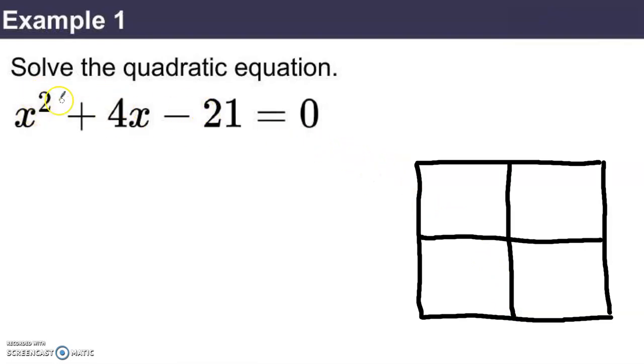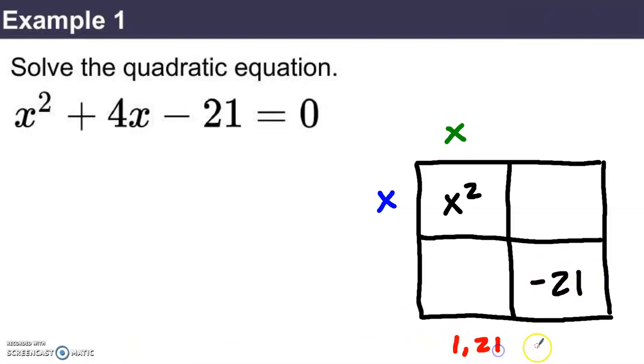Well, to factor x squared plus 4x minus 21, I know the x squared belongs here. I know the negative 21 goes here. I recall that x and x must be what's needed to multiply to get x squared. What are my options for multiplying two numbers and getting 21? It's either 1 and 21 or 3 and 7. And the minus sign tells me that the signs of these numbers will have to be different.